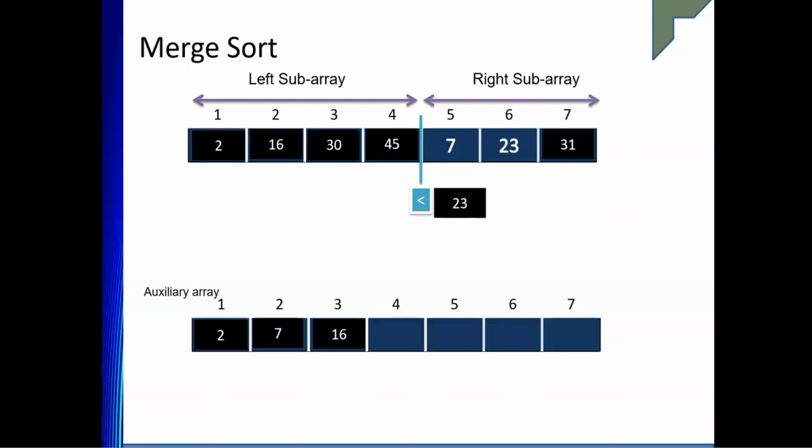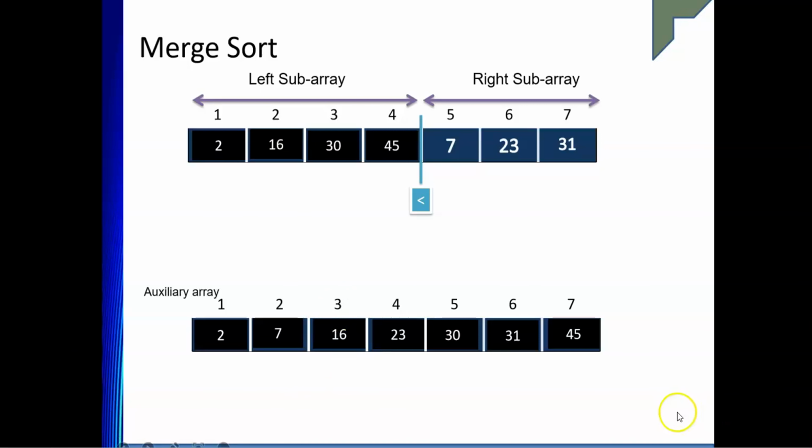So let me go back again. Is 16 less than 23? Yes, so I put it here. Now is 30 less than 23? No, so I put 23. Is 30 less than 31? Yes, again I put it in the array. Then 45 less than 31? No, so 31 and 45. So we got all the elements sorted. MergeSort typically sorts the elements based on the concept of divide and conquer. So I hope you have understood MergeSort itself.